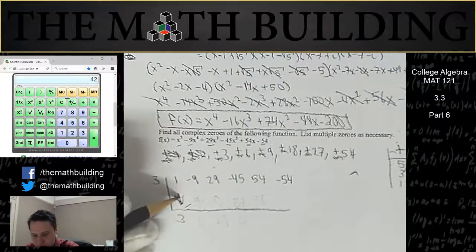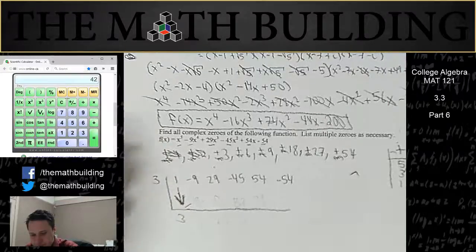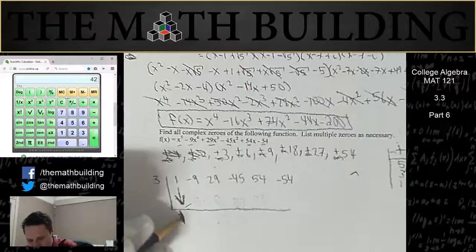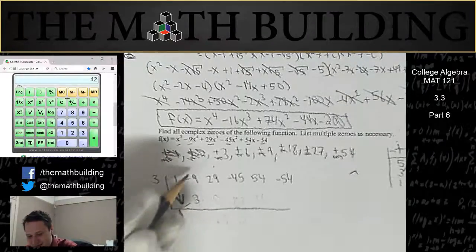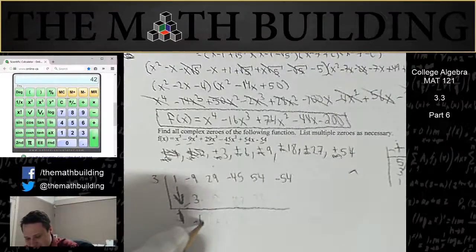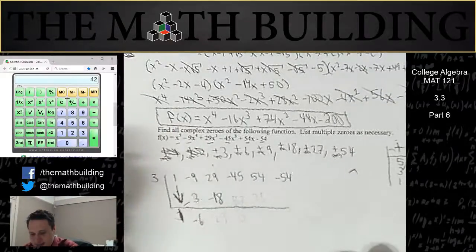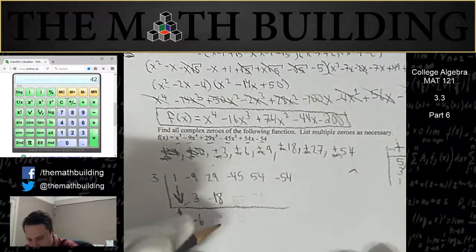So we get a 3 here. No, we get a 1 here. That was my mistake. Bring down the 1. 3 times 1 is 3. Negative 9 plus 3 is negative 6. Multiply those, you get negative 18. That adds up to 11.